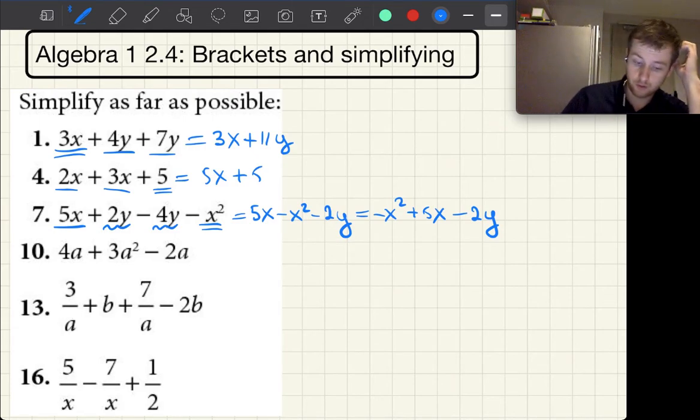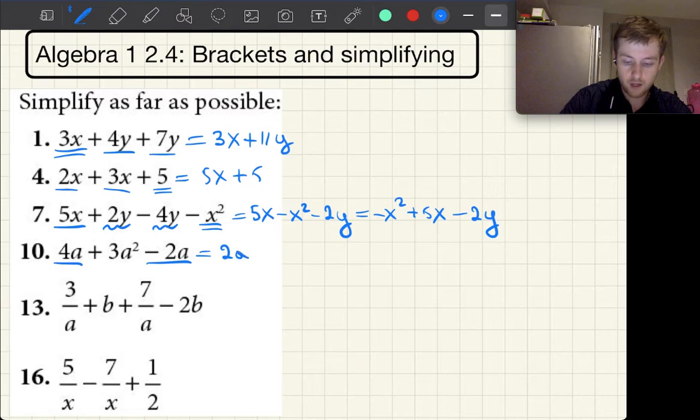Alright, so next one, 4a plus 3a squared minus 2a. Again, we have 4a and we have minus 2a. 3a squared is a completely different thing. So we have 2a plus 3a squared. Again, if I write it 100% right, first I have to start with 3a squared.